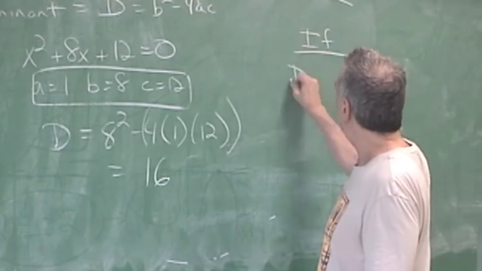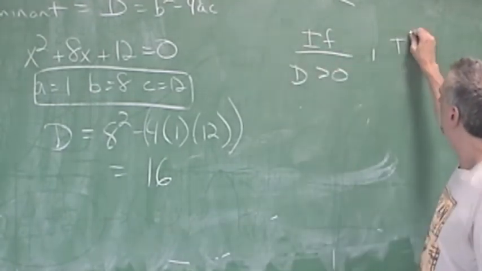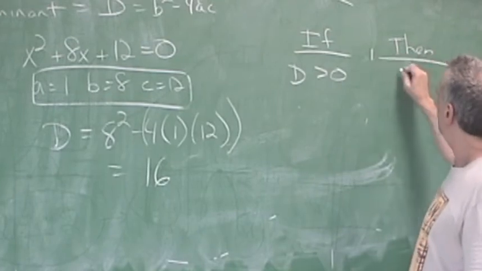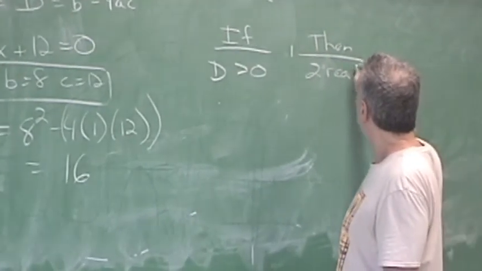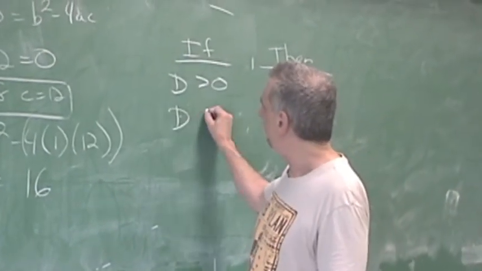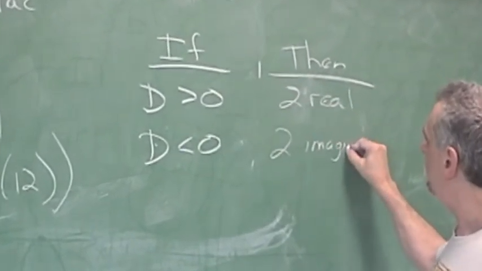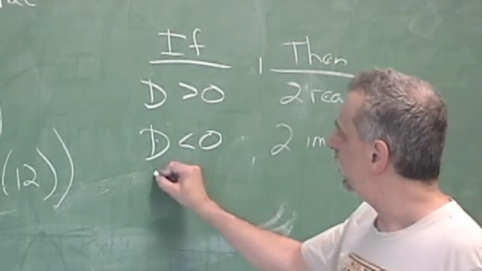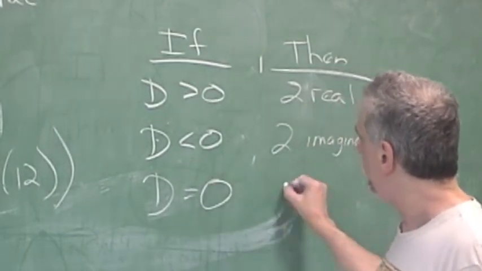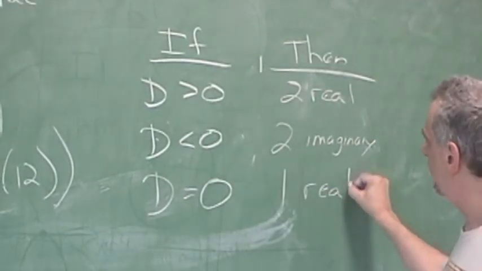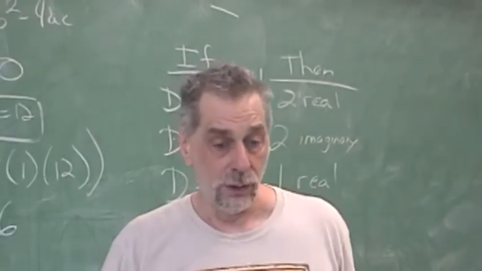So if the discriminant is greater than 0, then we're looking at two real solutions. If the discriminant is less than 0, then we're looking at two imaginary solutions. And if the discriminant equals 0, that's the case where we have one real solution.